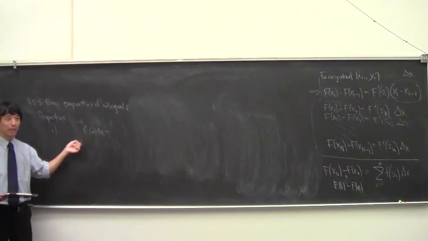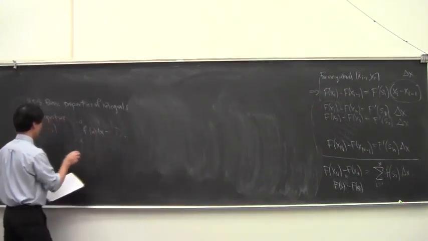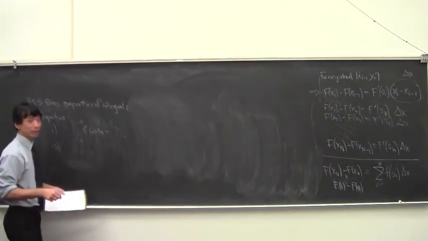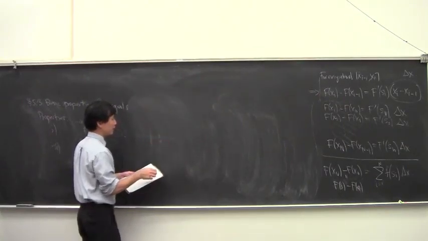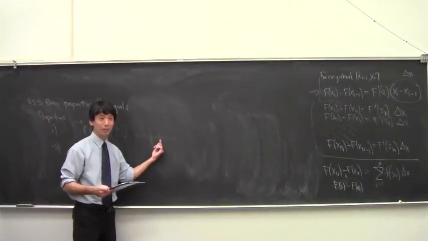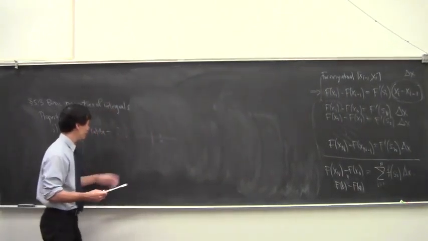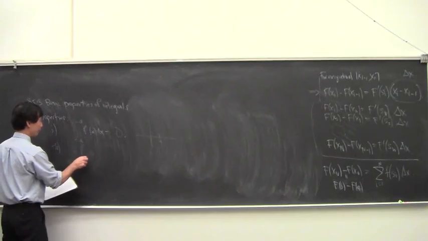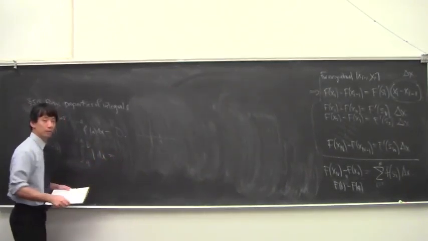The integral from a to a of a function is 0. Why? Because you're taking Riemann sums and the width of the base is 0, so you always sum 0. Okay? The integral from a to b of 1 is what?